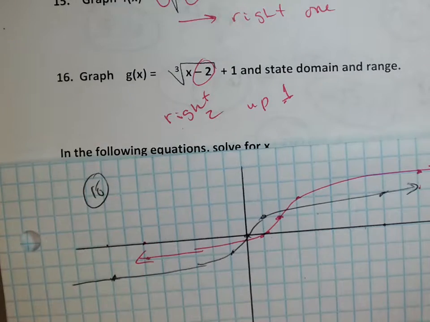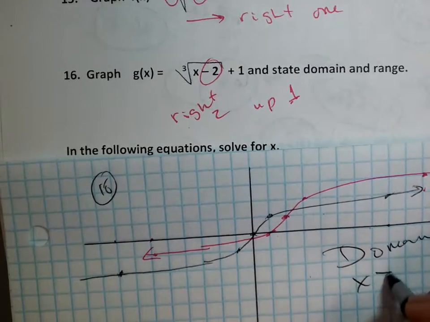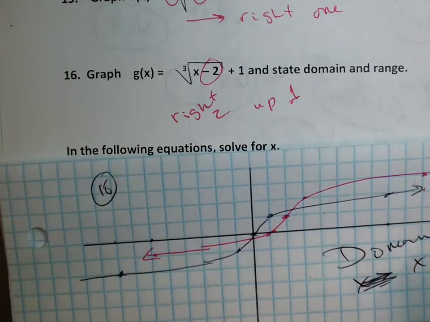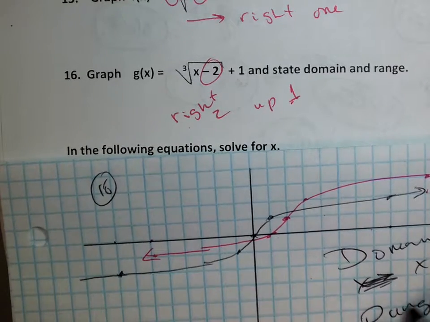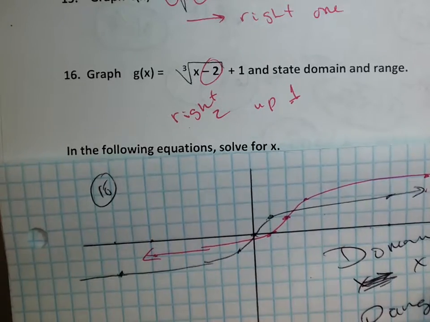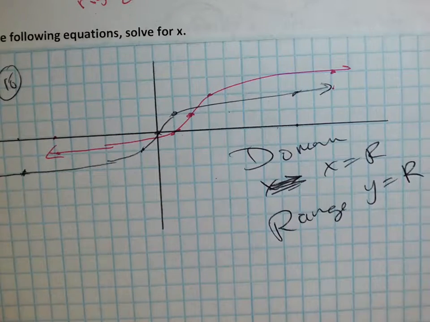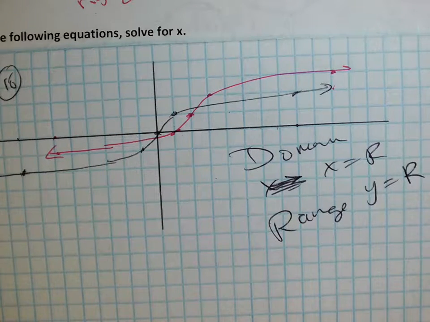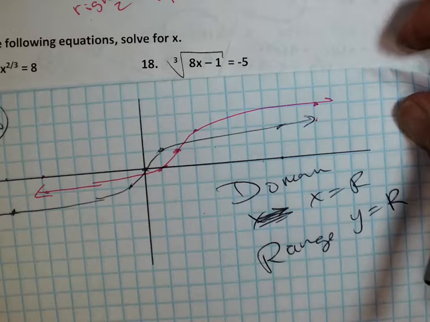Domain and range? Well, it's forever wide. So the domain is x equals all real numbers. And the range is always going up and always going down. So the range is going to be y equals all real numbers also. Okay? How you doing? You guys getting it? And you're calm now and quiet now. Thank you. All right, you ready? I'll wait for you.